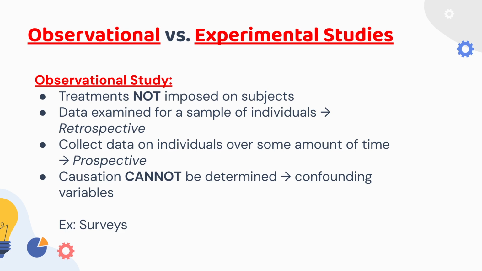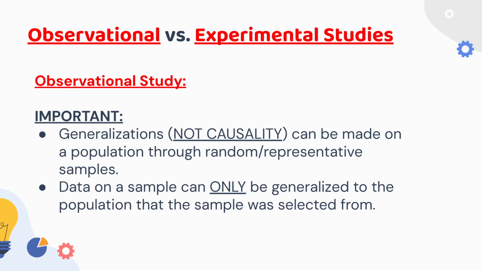An example of an observational study, you can do this typically through surveys and whatnot. On the other end, also for observational studies, generalizations, like I said, can only be made on populations, not causality. You can't infer causality through random or representative samples. And when you collect data through a sample and you confirm that there's an association between two variables, you can only generalize the data to the population that the sample was collected from and no other population. Experiments always have to meet the SRS requirement, yes. So you can actually generalize to the population. We'll go more over that later.